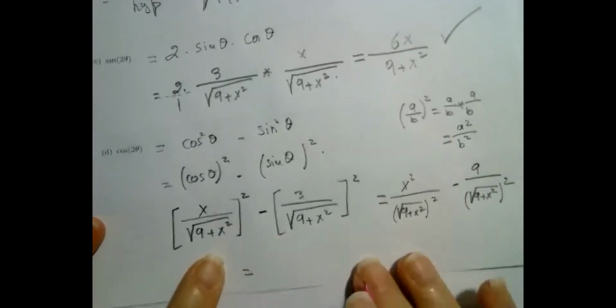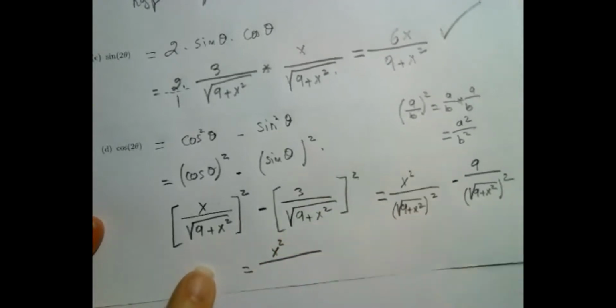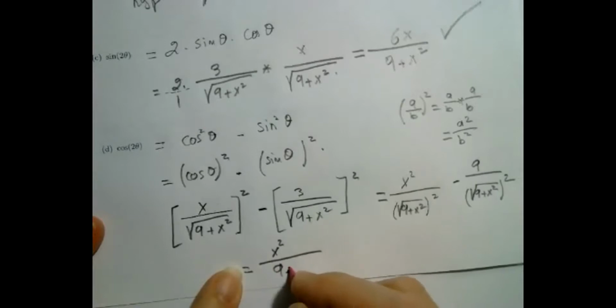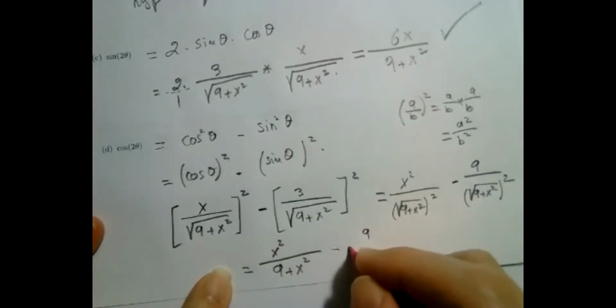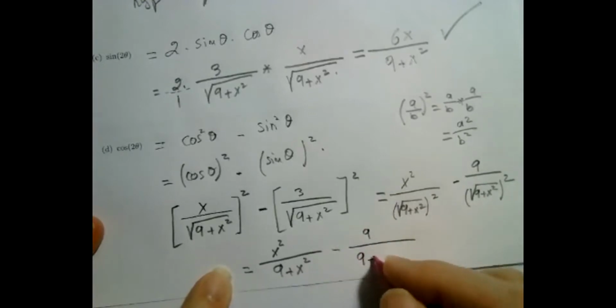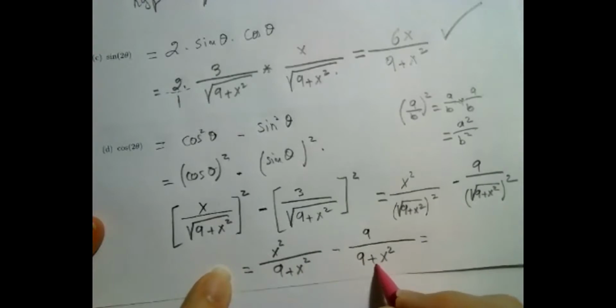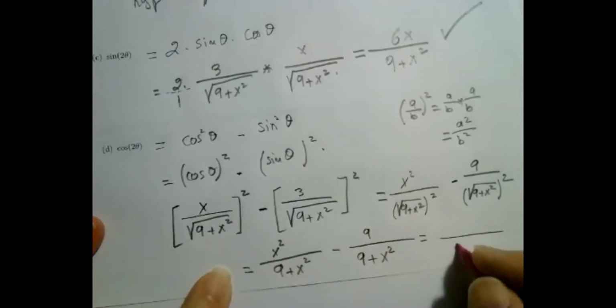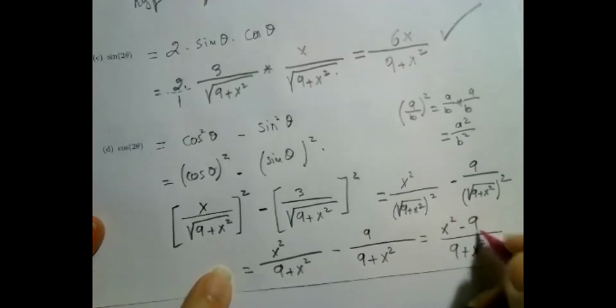Finally, I will get x squared over, if you take the square root and square it, it will give me the number back, 9 plus x squared, minus 9 over 9 plus x squared. So finally, with the same denominator, I can combine the numerator, and I will have x squared minus 9.